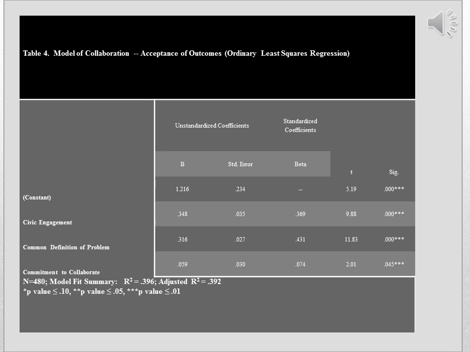Again, it's one of those things to keep in the back of your mind, that a lot of times what we're really after is understanding an R-squared that shows us that we've explained some of the variance that exists, and we're trying to figure out if the independent variables, so civic engagement, common definition of the problem, and commitment to collaborate, have a significant impact on the dependent variable, in this case acceptance of outcomes, and what's the directionality, positive or negative impact.